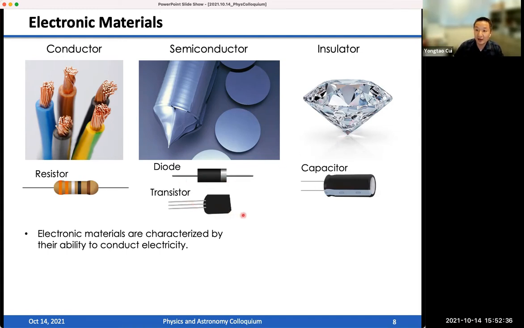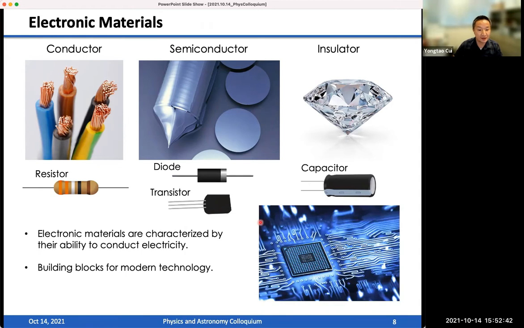And we have been very good about making those components. We know that these are pretty much the building blocks for modern technology. The reason for the success is that we can understand the materials' electronic properties very well, so that we can develop new materials and also develop new methods to manipulate and control them, and to use them the way that we designed to perform very advanced functions.